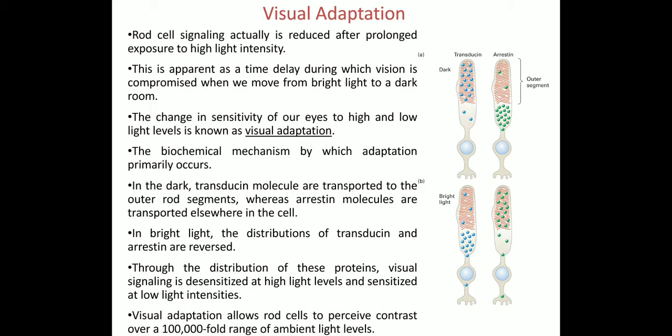In the dark, transducin molecules are transported to the outer rod segments, while arrestin molecules are transported elsewhere in the cell. While in bright light, the distribution of transducin and arrestin is reversed, so it is reversible. Through the redistribution of these proteins, visual signaling is desensitized at a high light level and sensitized at a low light intensity.